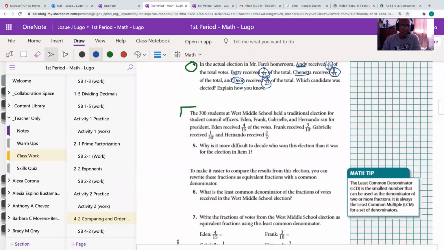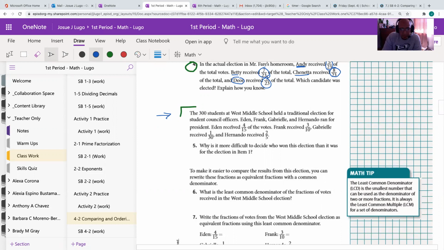So let's go ahead and read the passage that will lead us to numbers 5, 6, and 7. I'm reading from right here: the 300 students at West Middle School held a traditional election for student council officers. Eden, Frank, Gabrielle, and Hernando ran for president. Eden received 4/15 of the votes. Frank received 3/10. Gabrielle received 1/30, and Hernando received 2/5.